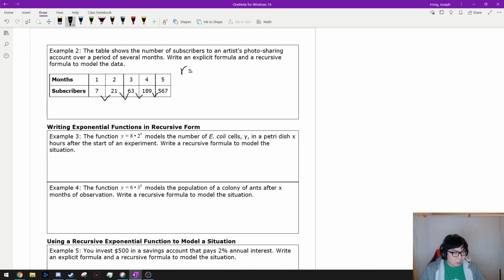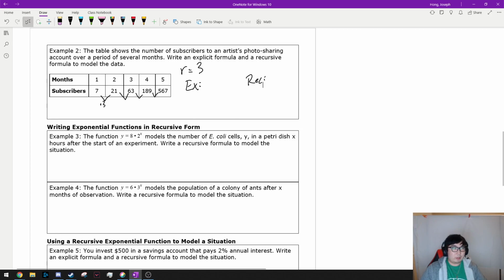So let me give you another time for Edpuzzle at 1432. Okay, you should have got that this is multiplied by 3. So very simple. So the rate is 3. So I can do explicit, and I can do recursive.